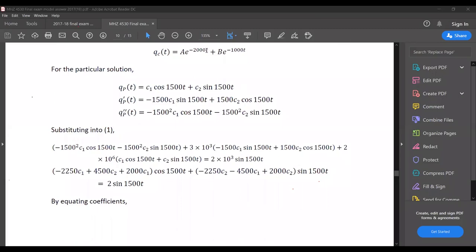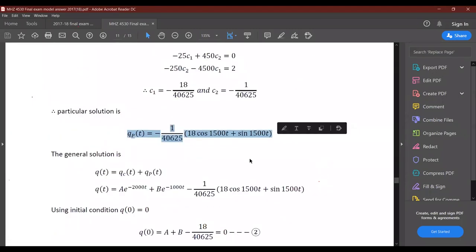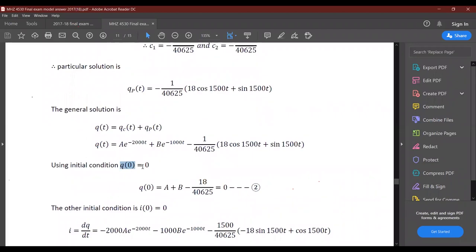From this one, from qp(t), this is our particular solution. We know the particular solution qp(t), and we know the complementary solution. If we add those two, we can find the final solution for charge at any time. We know the initial condition: at time equals zero, charge is zero. After substituting that, we can find a relationship for A and B.